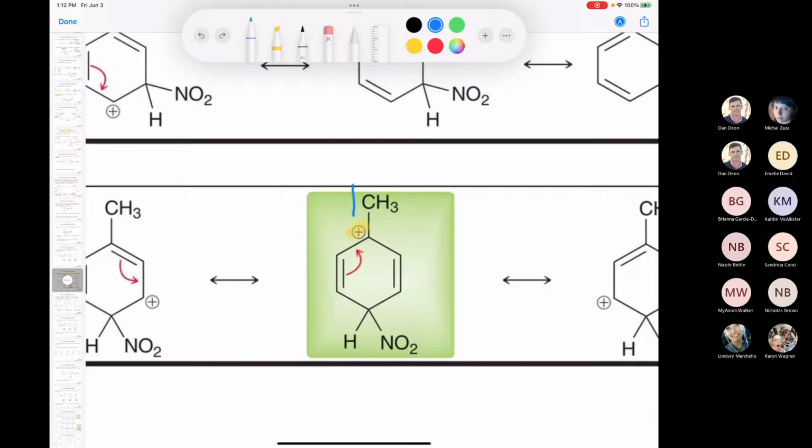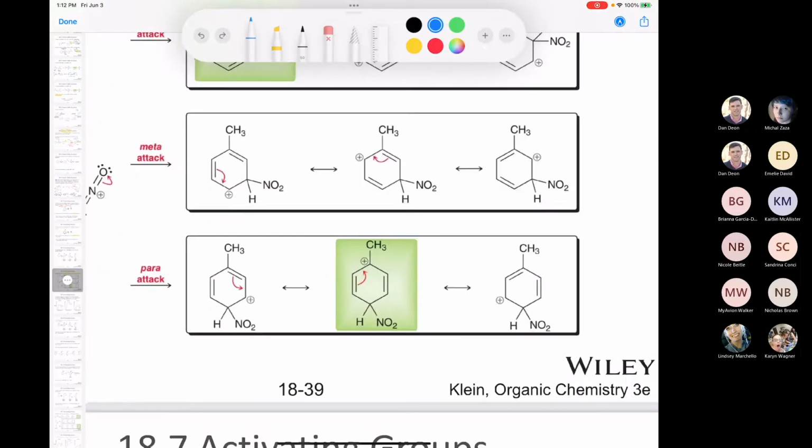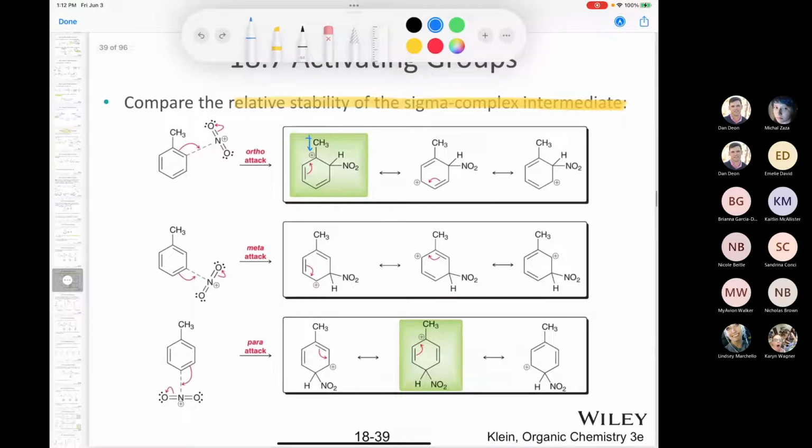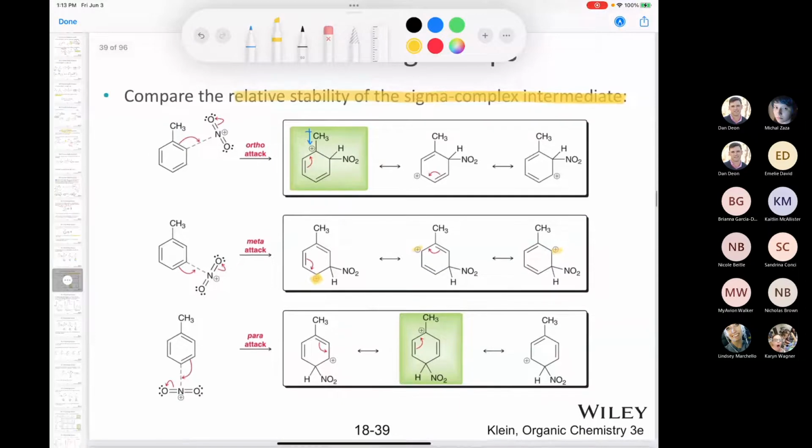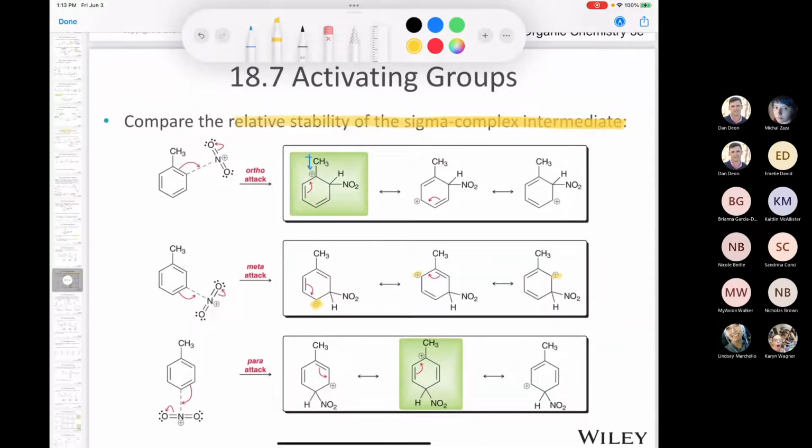Now, both of those resonance contributors that we see in those green boxes, you don't see them anywhere in here. Take a look at the resonance contributors for the sigma complex of meta attack. What do we see? We have a positive charge down here, over here, and over here. None of them end up on the carbon that is adjacent to the methyl group.